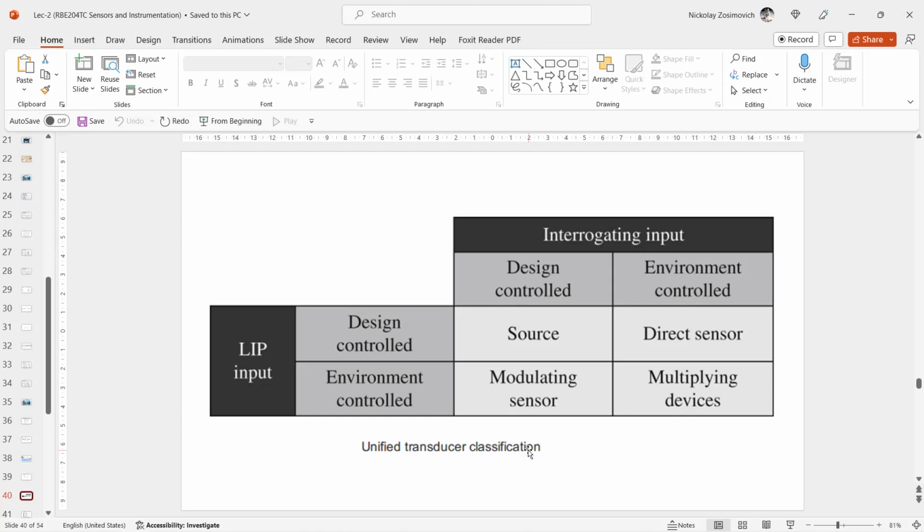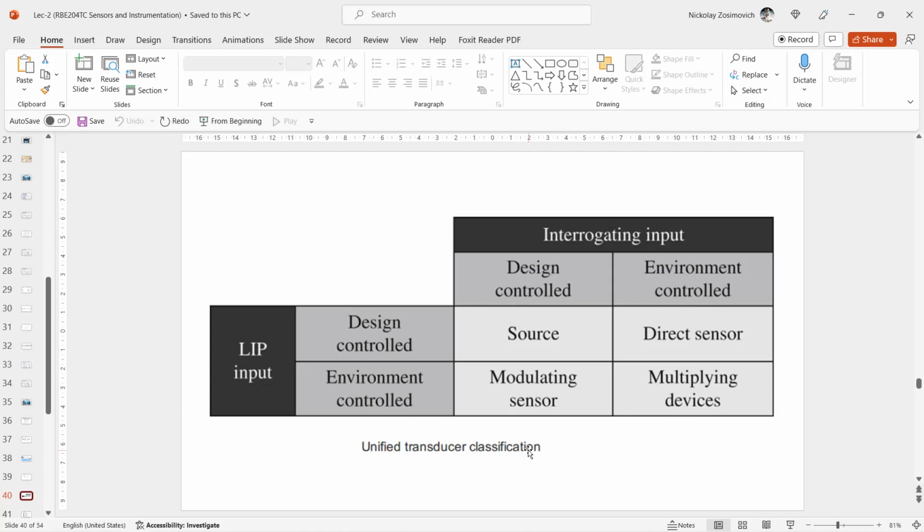I can give you some examples in this case. It's maybe a thermocouple temperature sensor. In this case, the Seebeck coefficient is fixed by the choice of the material making up the thermocouple. Another example, piezoelectric accelerometer. In this case, the sensitivity is fixed by the seismic mass and the piezoelectric properties of the crystal.